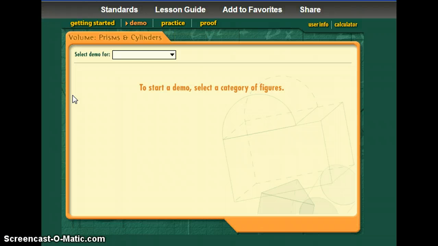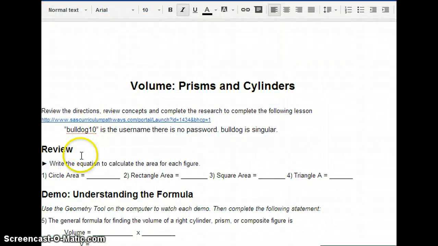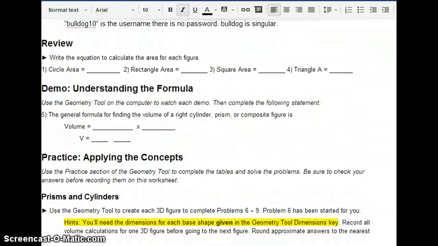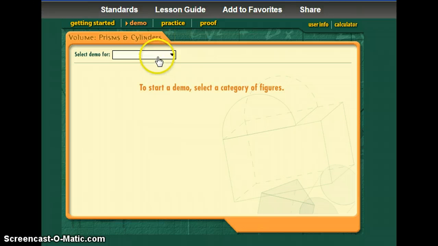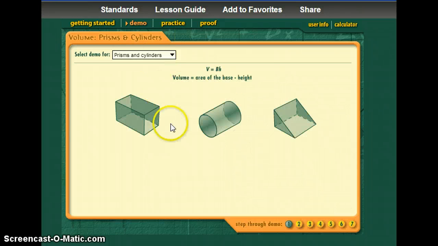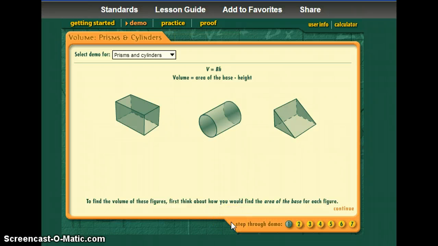Alright, the first thing we're going to look at is the demo portion. At the top of the worksheet is just a review. You should be able to figure out the review part. Basically, we're going to look at the demo, understanding the formula for volume. So I'm just going to show you the demo. I'm going to select the prisms and cylinders here. Anytime I'm moving too fast, you can just read the bottom, look up top, and pause the video if I am moving too quickly.